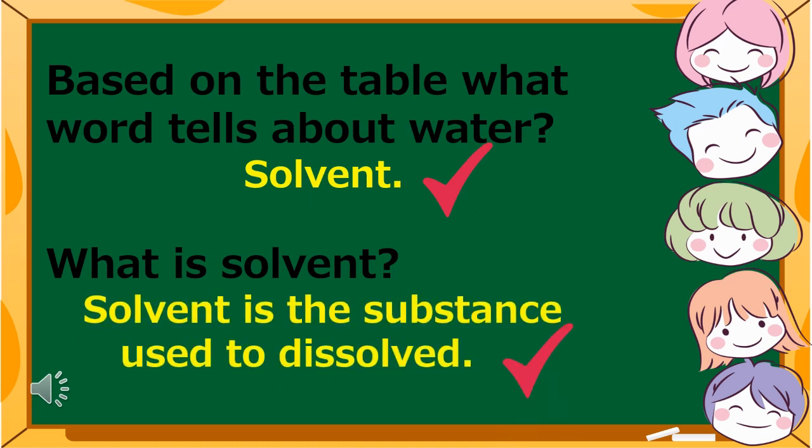Based on the table again, what word tells about water? Solvent? Correct. What is solvent? If you answer that, solvent is the substance used to dissolve. Very good. Correct.